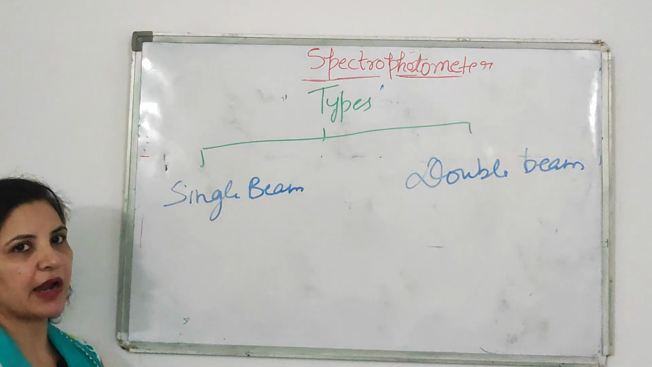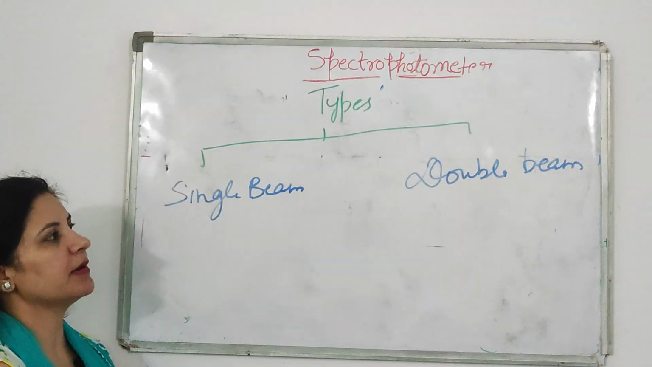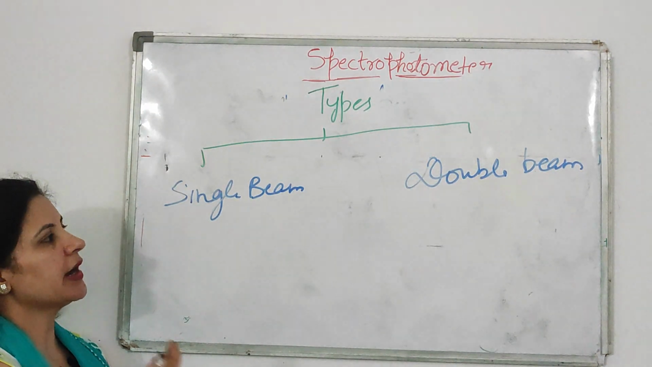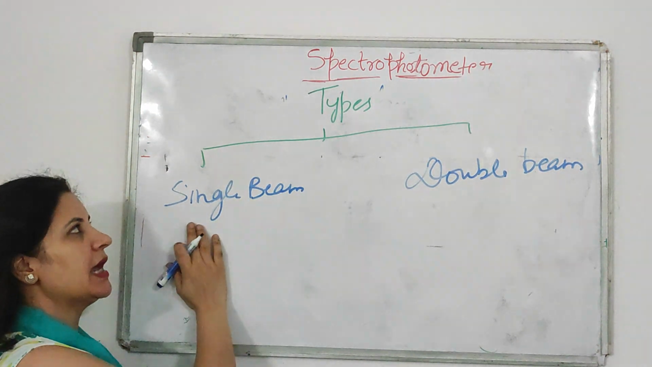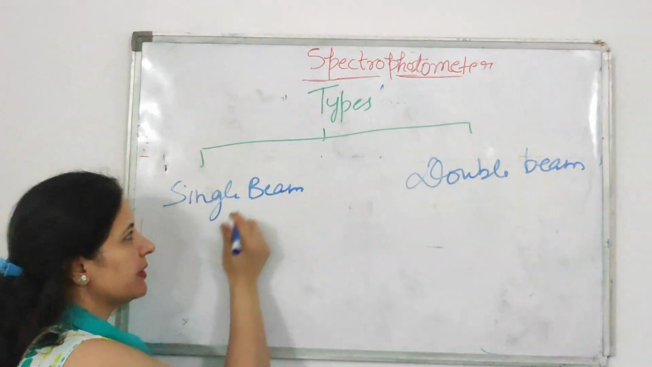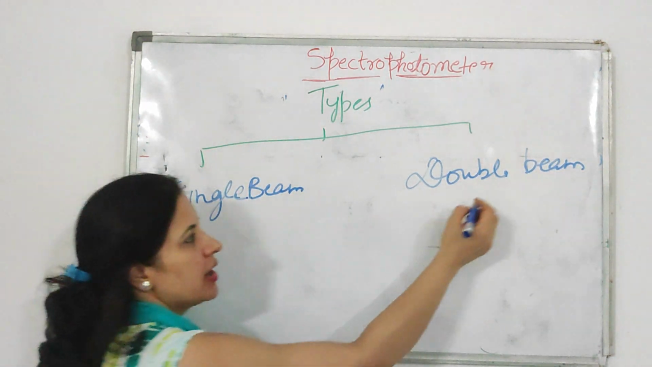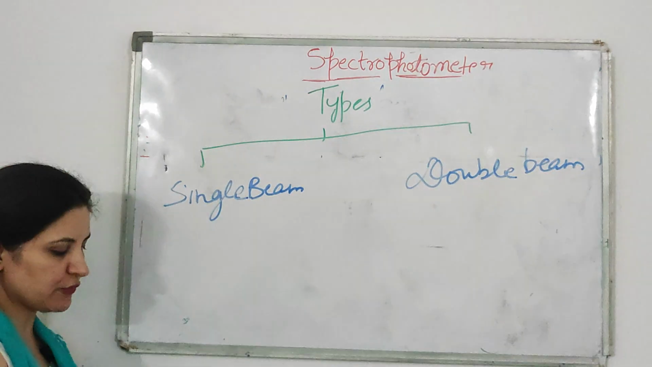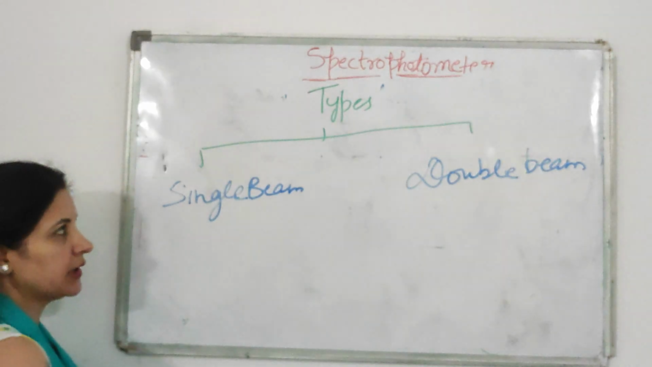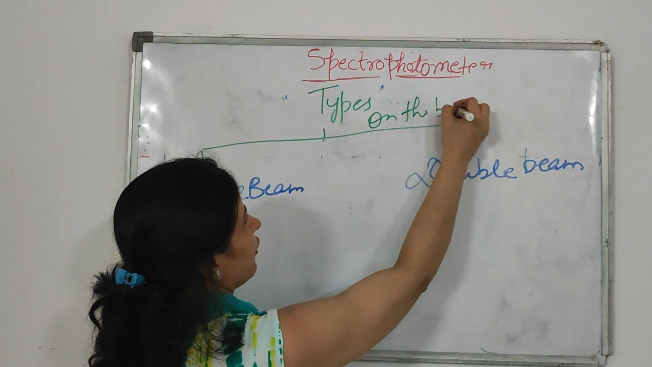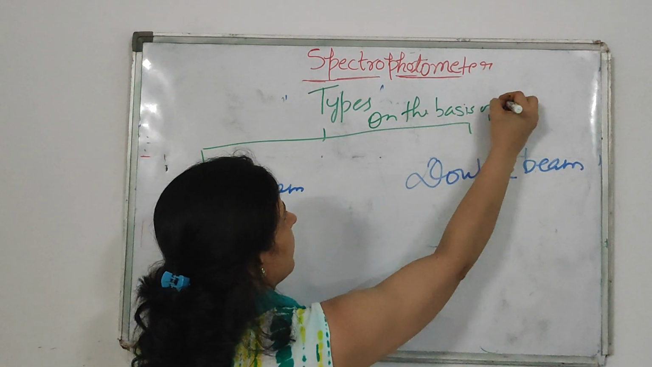In the next session, we will understand how single beam and double beam are different from each other and how the instrumentation works. For now, you should have a basic idea that there are two types of spectrophotometer: single beam and double beam. This classification is on the basis of the beam.